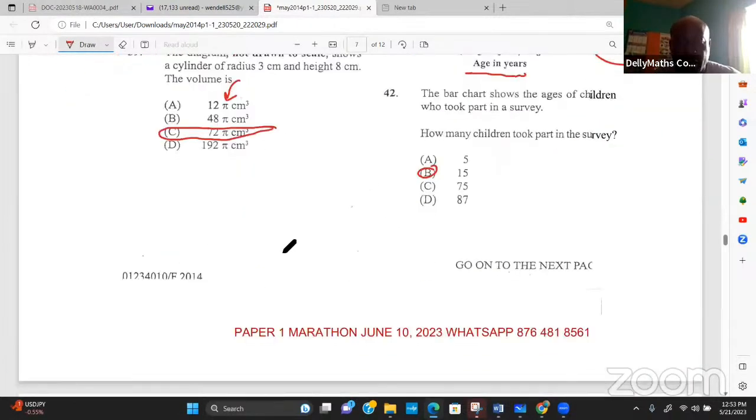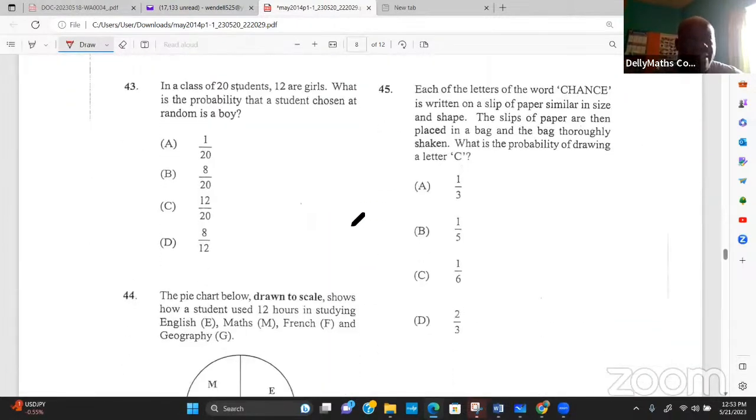All right, continue working. It says in a class of 20 students, 12 are girls. What is the probability that a student chosen at random is a boy? Now, if we are talking about 20 and 12 are girls, I need to know how many boys there are. So I'll take the girls from the total, I'll get 8. So if I'm to choose a boy, I have a chance of 8 out of 20.